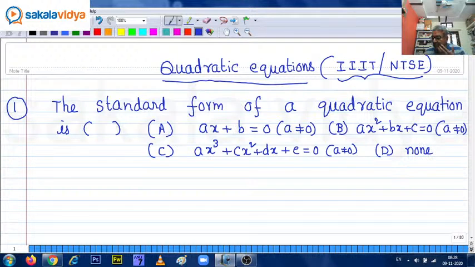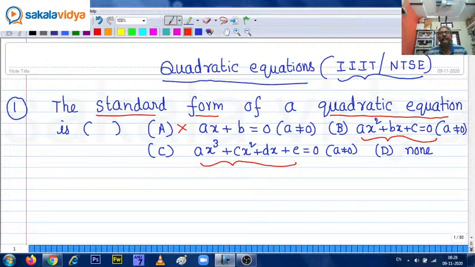So what is the standard form of a quadratic equation? This is a basic concept question. Ax plus b equals 0 is a linear equation in one variable. Its degree is 1, so it is not quadratic. The equation with degree 2 is the quadratic equation. Degree 3 is a cubic equation. So B is the right option.